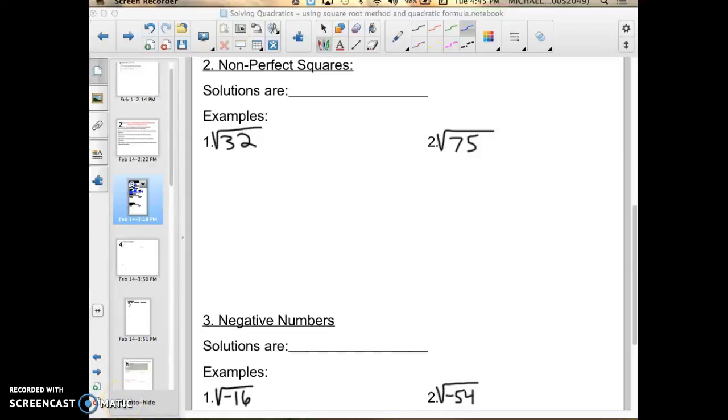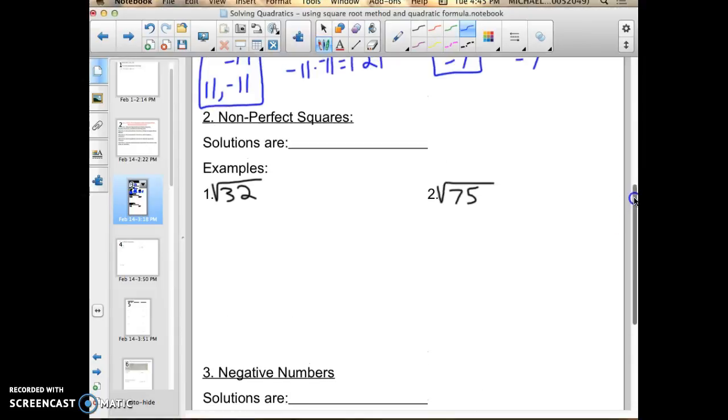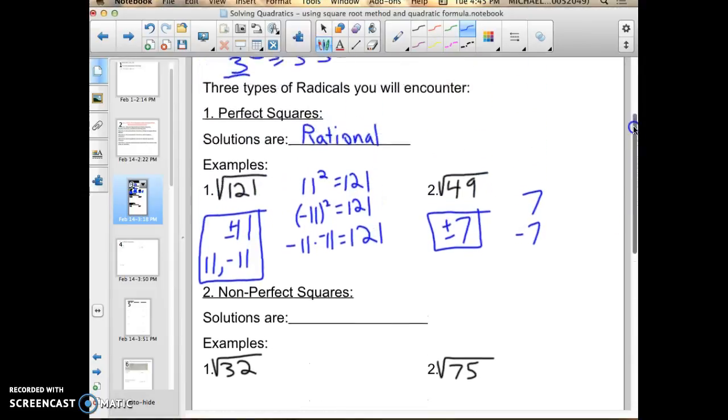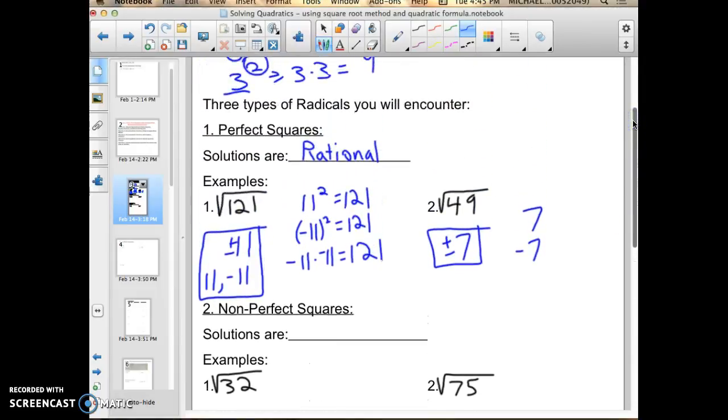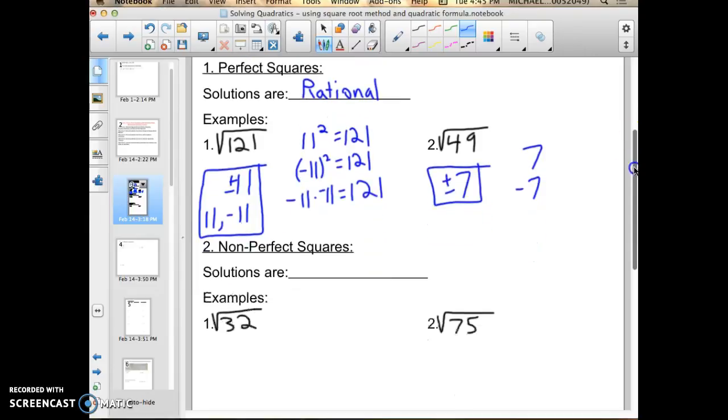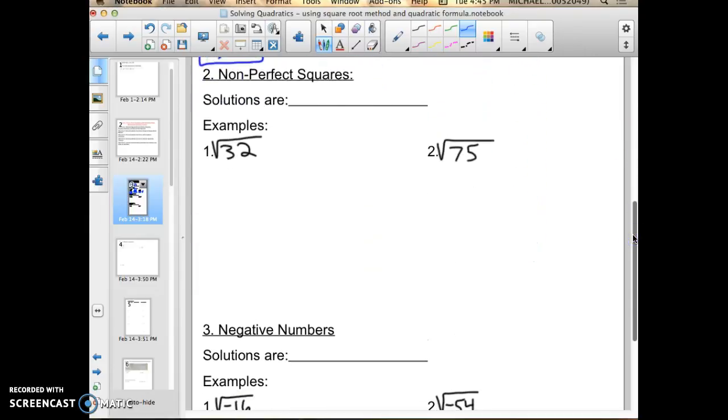In this video, I'm going to discuss the second example or second situation you will encounter when simplifying radicals. Three types of radicals you will encounter. I'm going to do the second one right here. Non-perfect squares. So these solutions are irrational, meaning that when I take the square root of the number, it doesn't break down to an even number. It would break down to a decimal and it would go on forever.